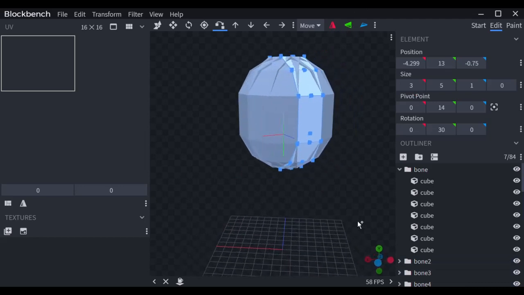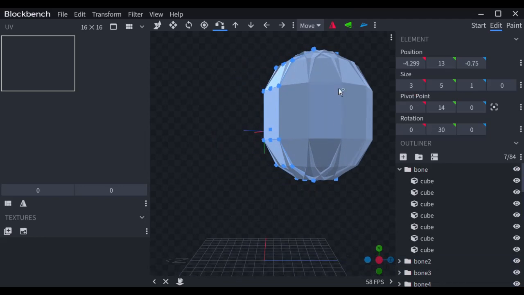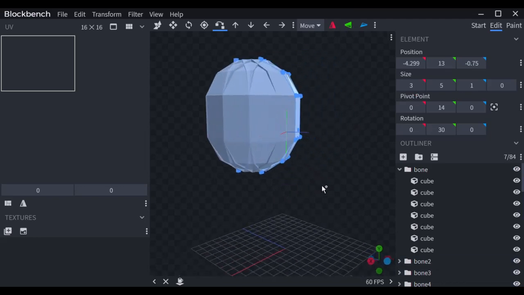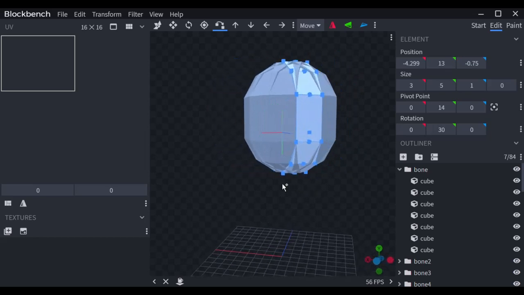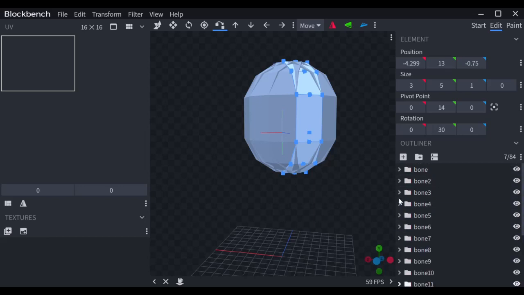Alright, so now we have this oval. It's basically a sphere, but these pieces are extended. So if this is the shape you're looking for, congrats, you're done. But maybe this isn't. Maybe you want a longer oval, or maybe you want a narrower oval. So I'm going to show you how to do those two next.